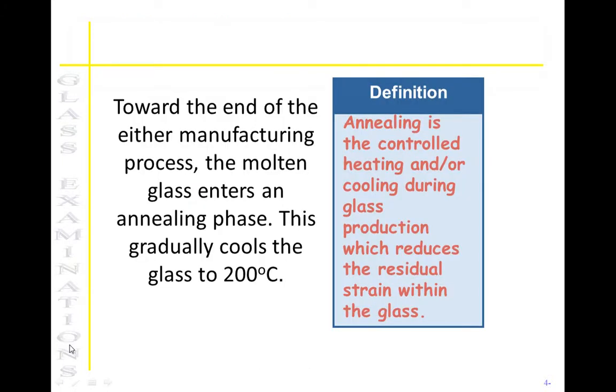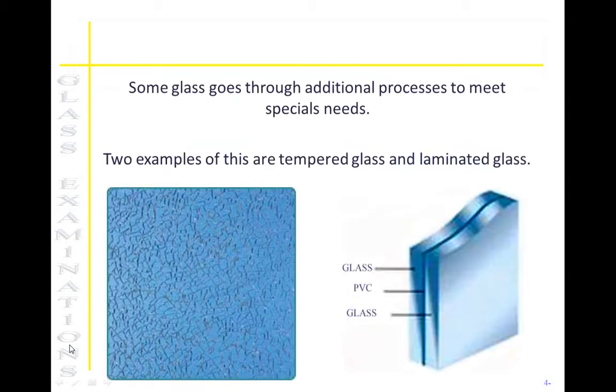So in both of the manufacturing processes, whether it's the float glass method or the mold method, we've talked about annealing. This is actually a controlled heating and controlled cooling at the end of the production of the glass that's going to help reduce the strain within. Some glasses may also go through additional processes, and two examples of this are going to be either your tempered glass or laminated glass.